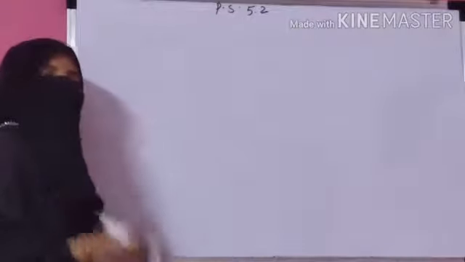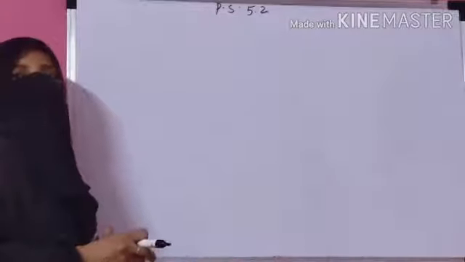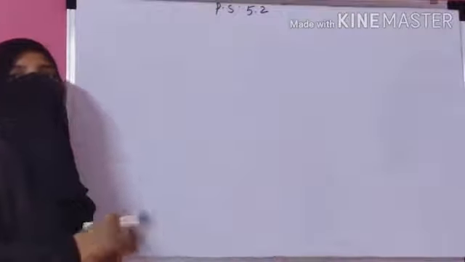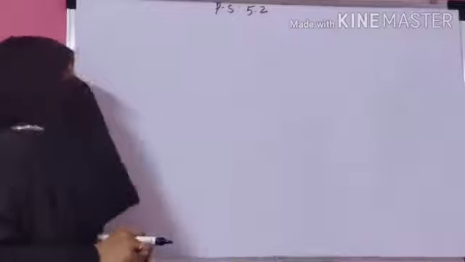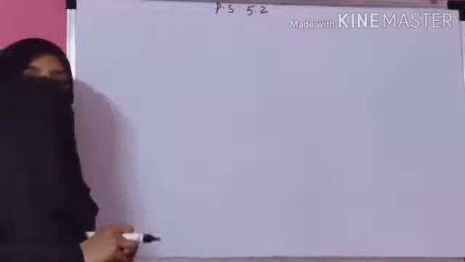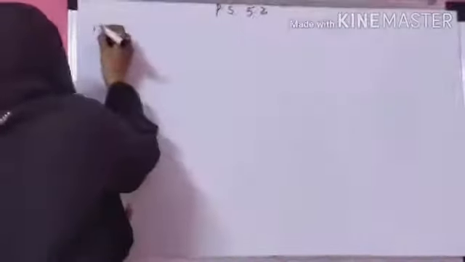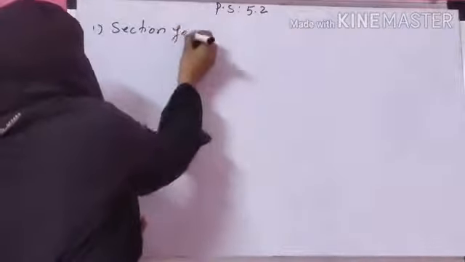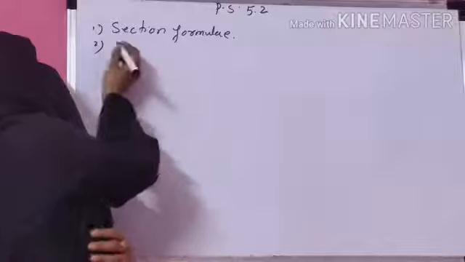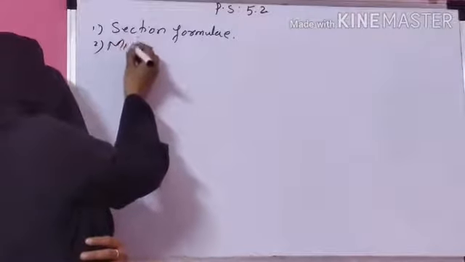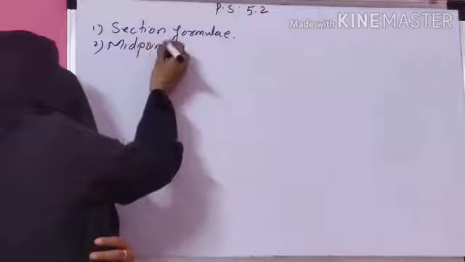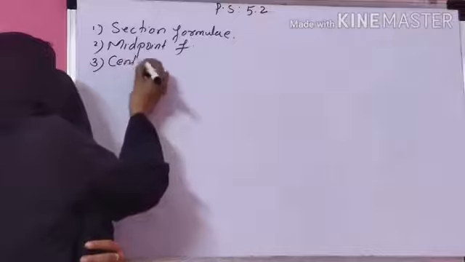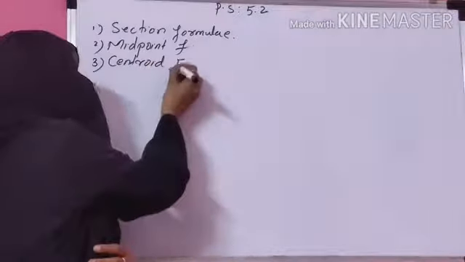So, if you remember, practice set 5.1 is based on only the distance formula. All the questions of 5.1 we solved by applying the distance formula. But practice set 5.2 is based on three formulas. Number one is section formula. Number two is midpoint formula. Number three is centroid formula, that means formula of centroid.